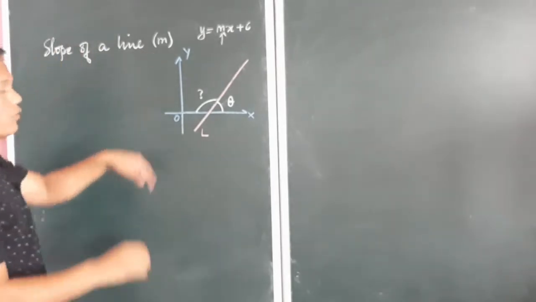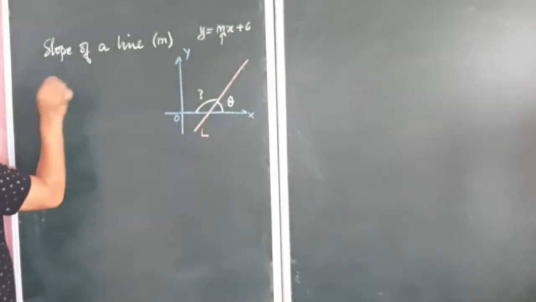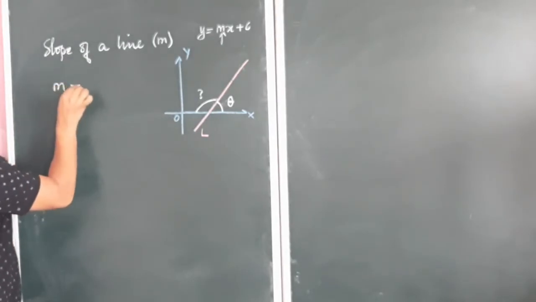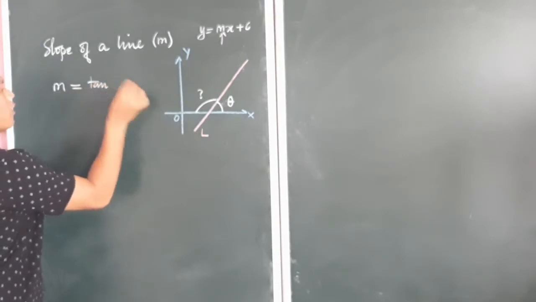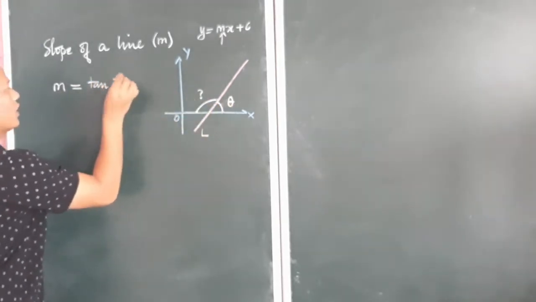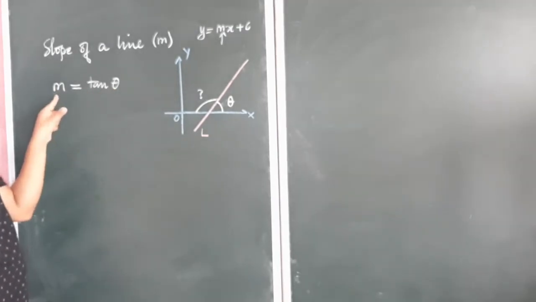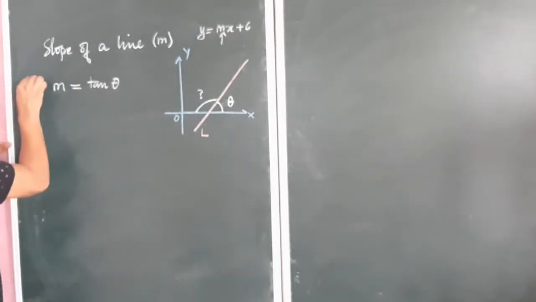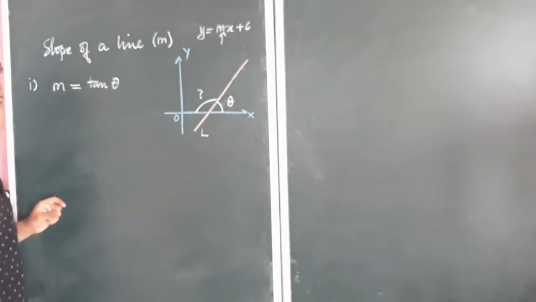How do we define the slope of a line? The definition of slope is very simple. Slope, that is m, is defined as tan of this inclination. Whenever you see tan theta, that tan theta gives you the slope of a line. This is one of the very important properties or definitions of the slope of a line.